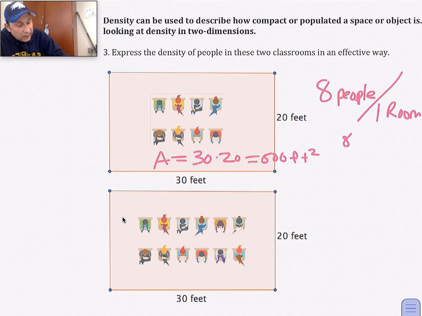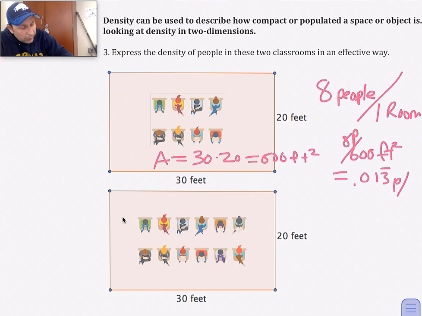So you could say that the amount of people per square foot is 8 people per 600 square feet. And if you do the division there, it comes out to be 0.013, repeating, people per square foot.